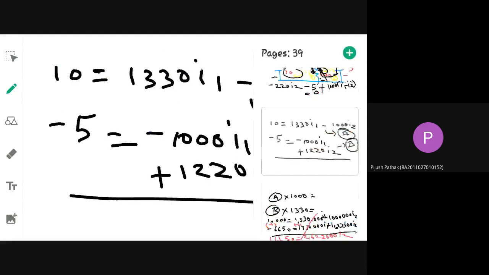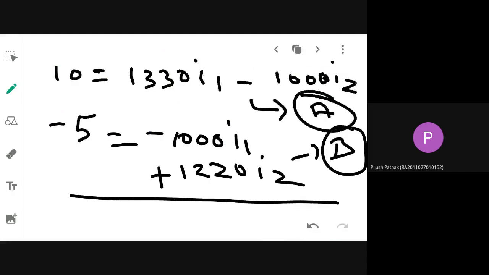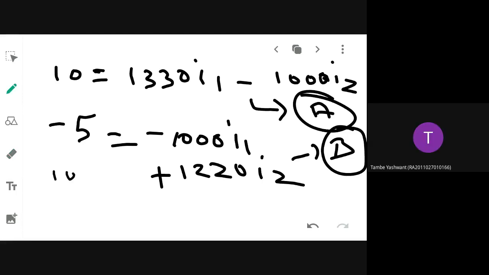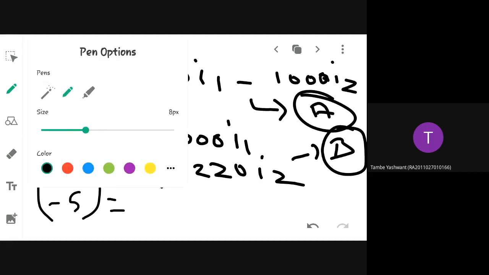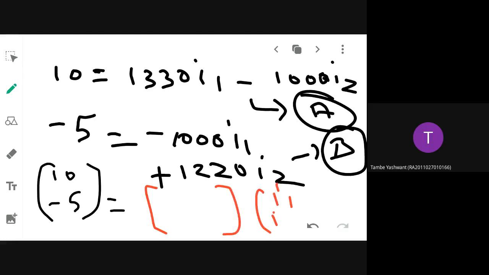Okay, from these two equations that you have written, what is the coefficient? You tell me. 10 minus 5. I am writing this equation in terms of a matrix. Tell me, I1, I2: what are the coefficients of I1? 1330. What is the coefficient of I2? Minus 1k. Then minus 1k here, then 1220. So have you understood?